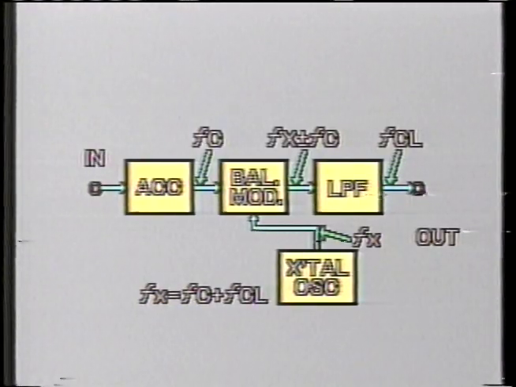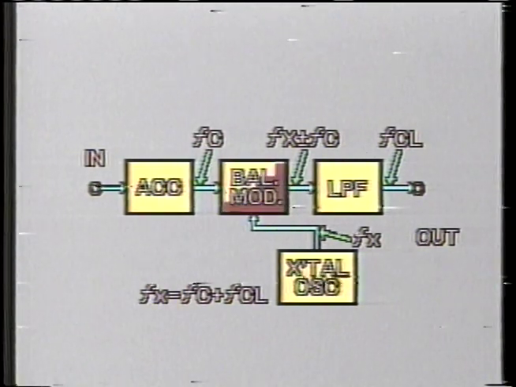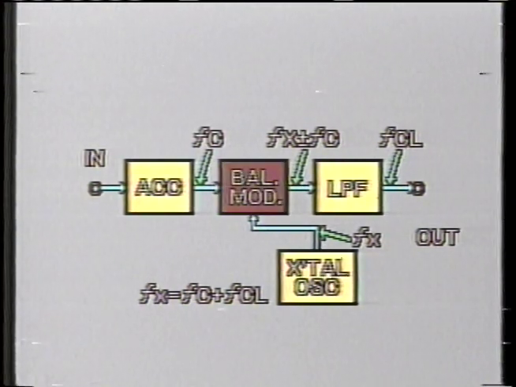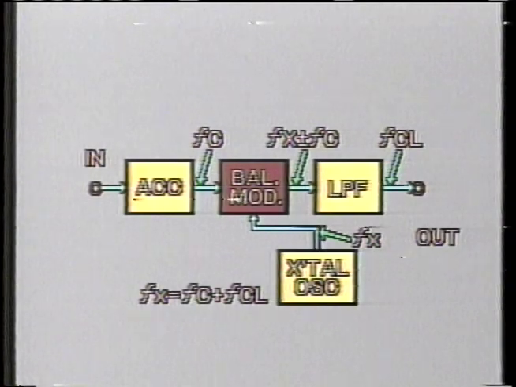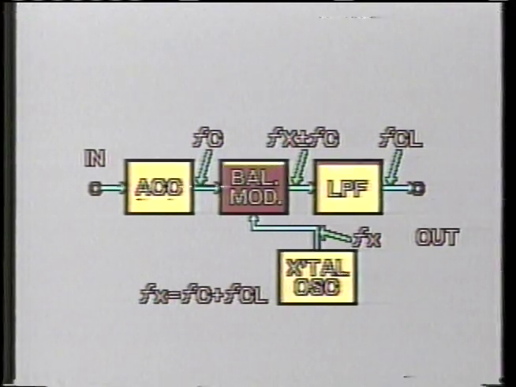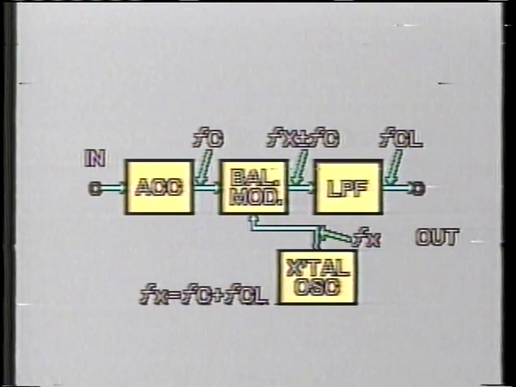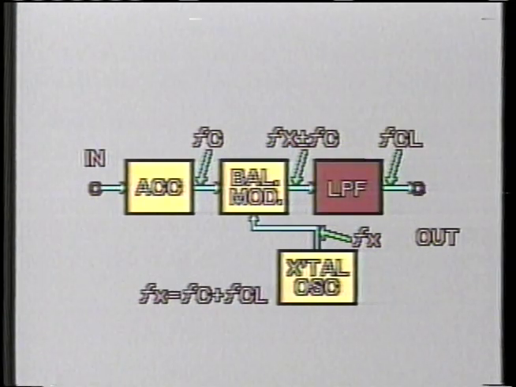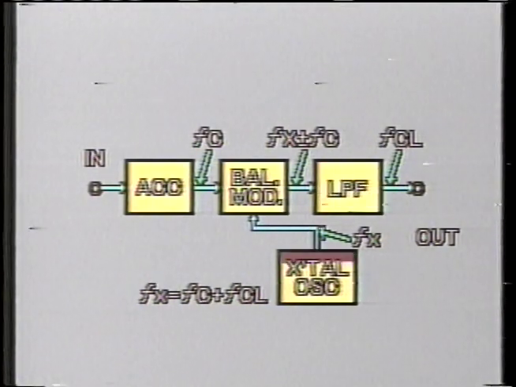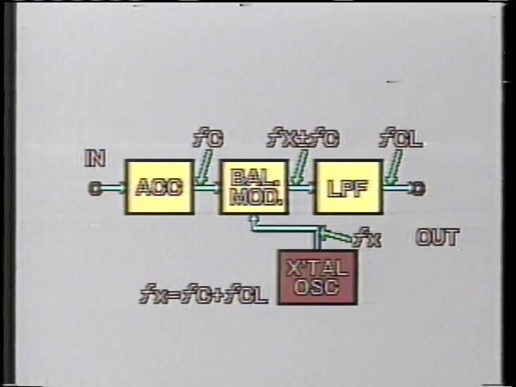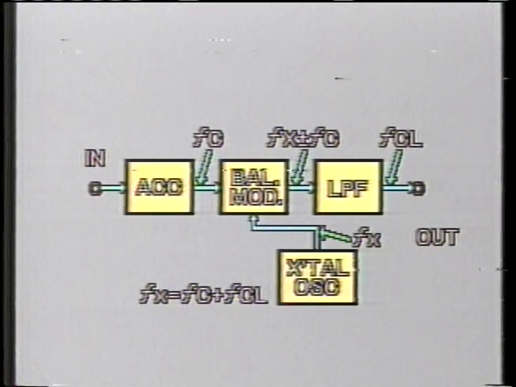A balanced modulator is generally used for frequency modulation. The resulting output is fed to a low-pass filter to remove unnecessary portions of the upper sideband so that the result can be converted to low band. The numerical value of the oscillation frequency FX of the crystal oscillator is the sum of the lower converted chroma signal frequency FCL and the chroma signal frequency FC.